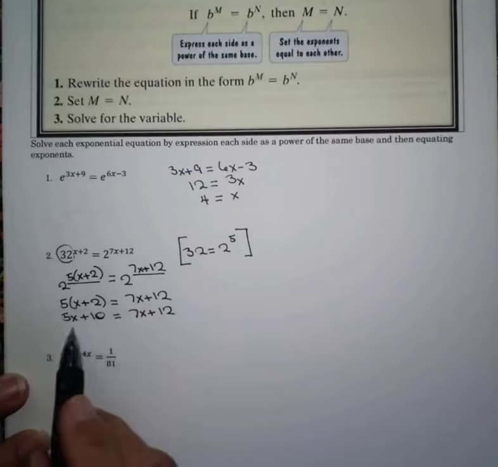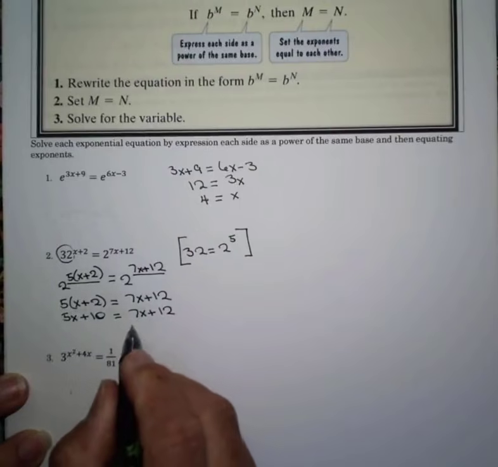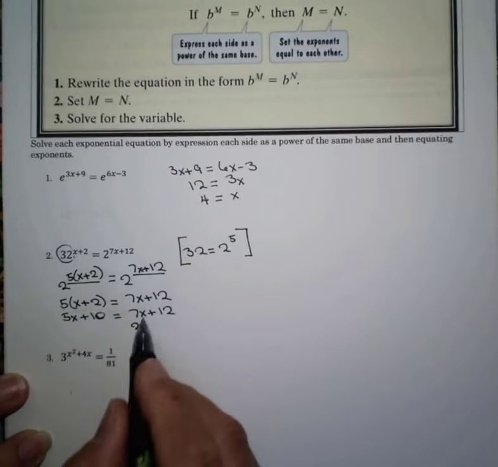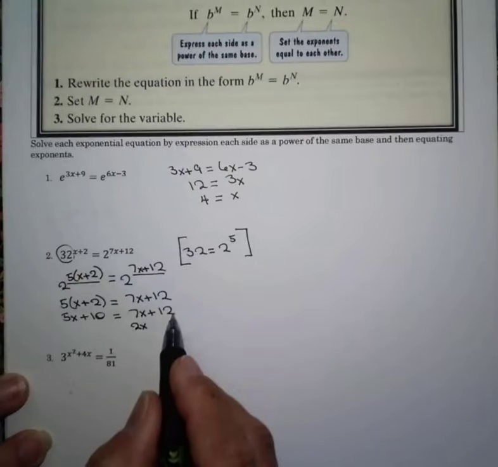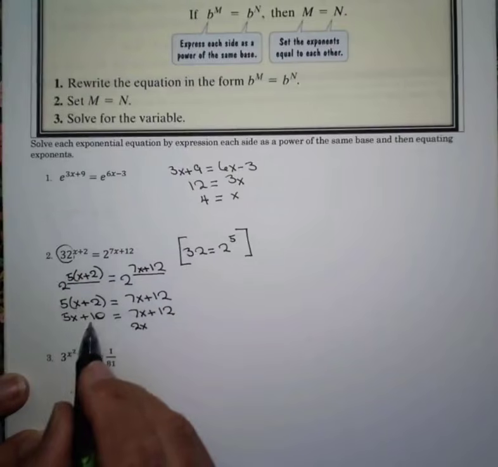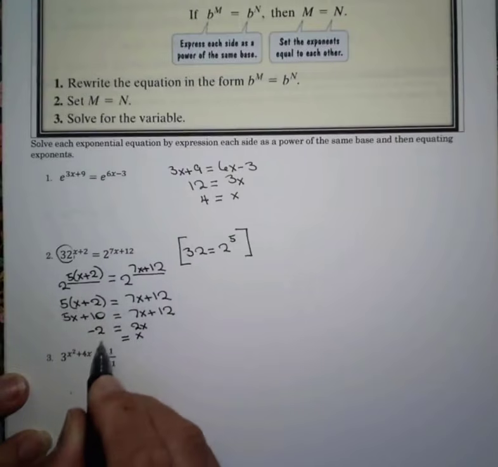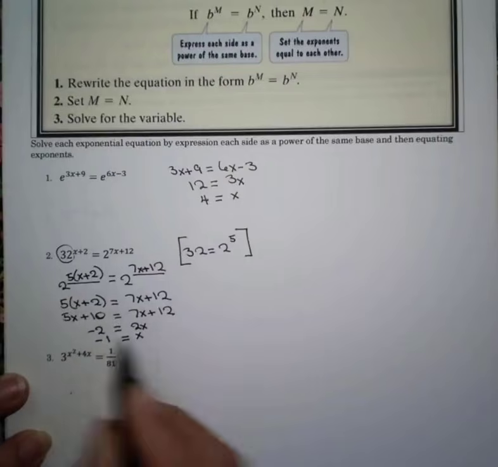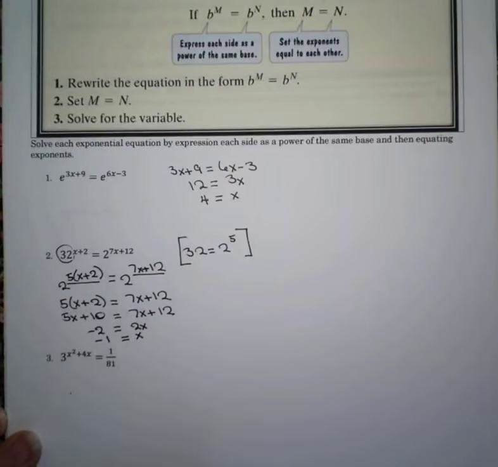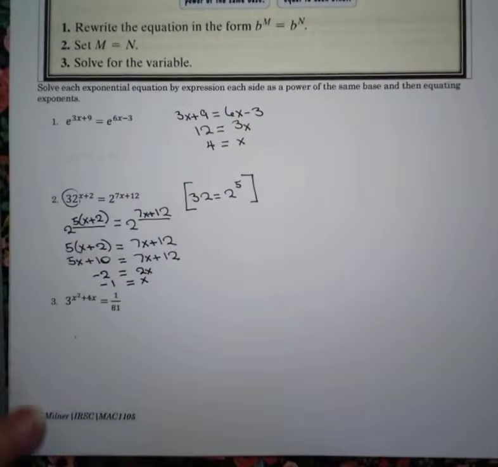I usually start with the side that has the smaller variable, so I'm going to subtract 5x from both sides. I would end up with 2x. Since I've got the x's over here, I'm going to subtract 12 from both sides, and 10 minus 12 gives me negative 2. Then when I divide both sides by 2, I find that x is equal to negative 1. That's my solution. What about this next one?